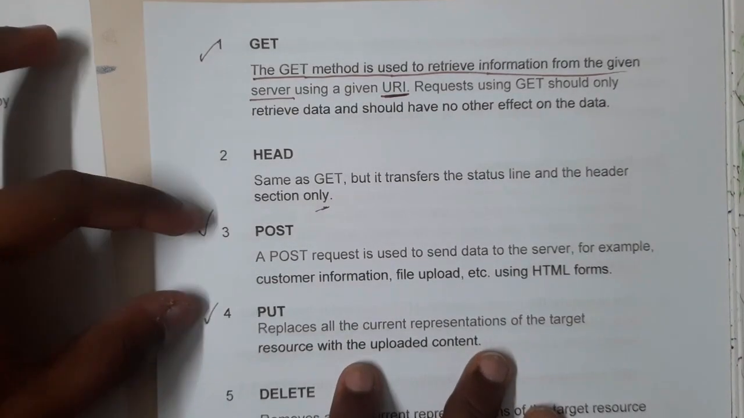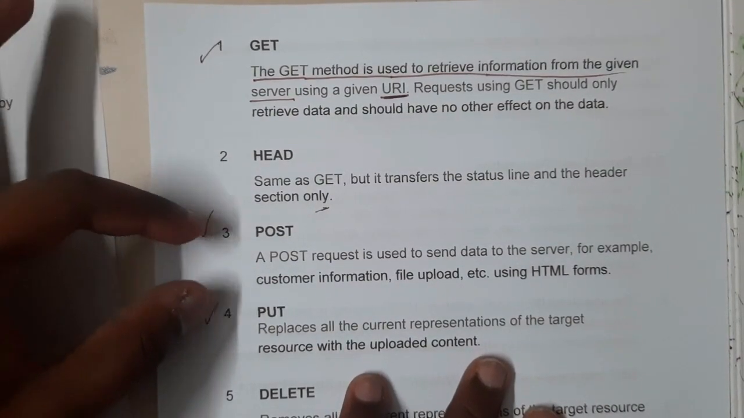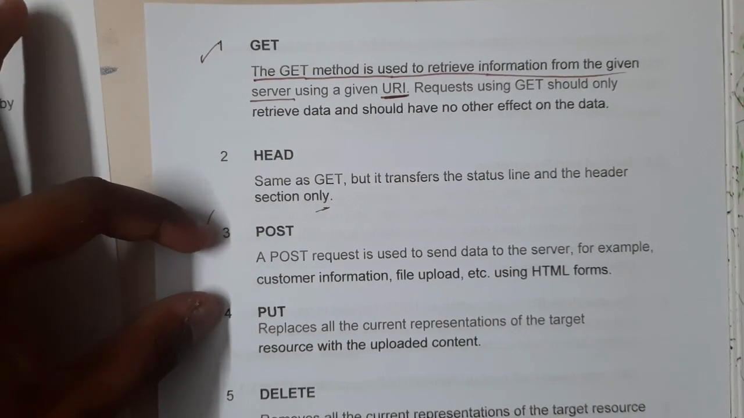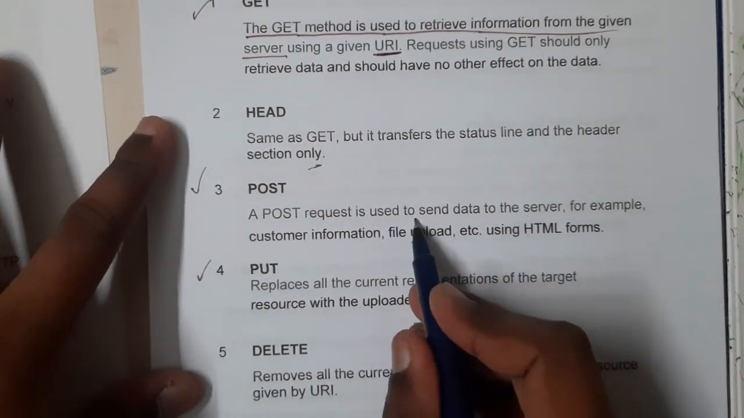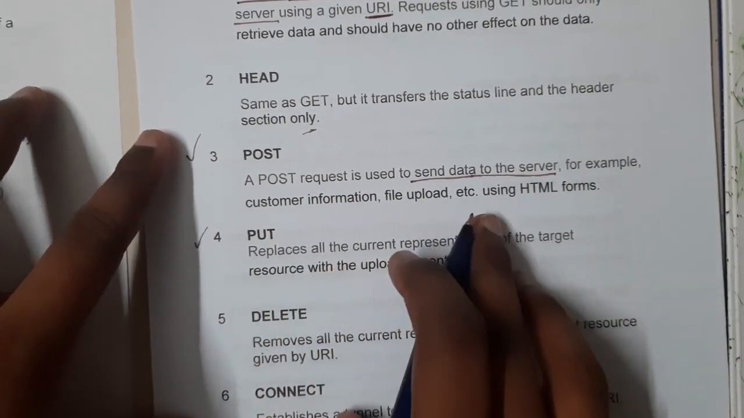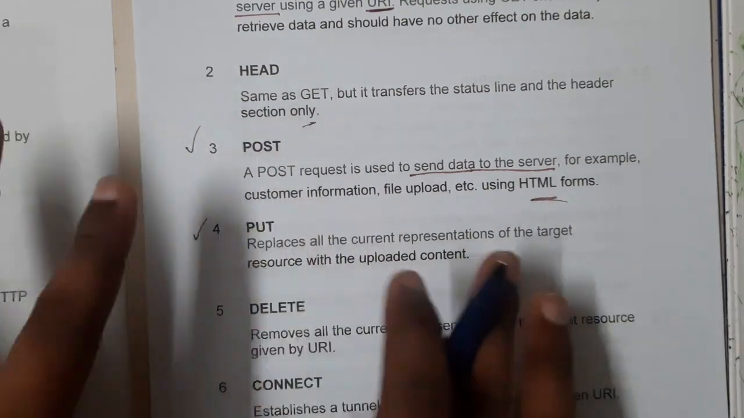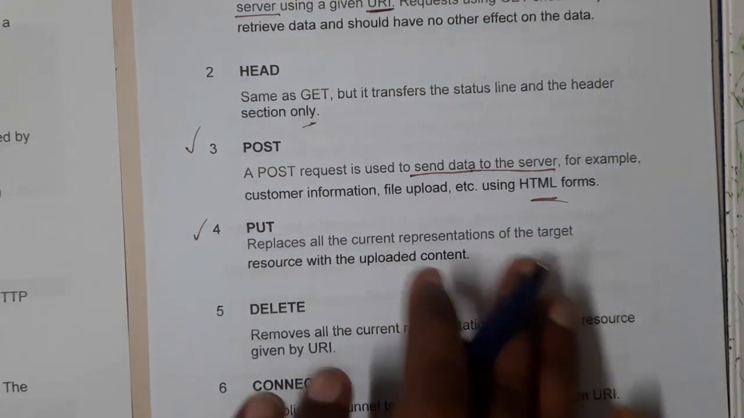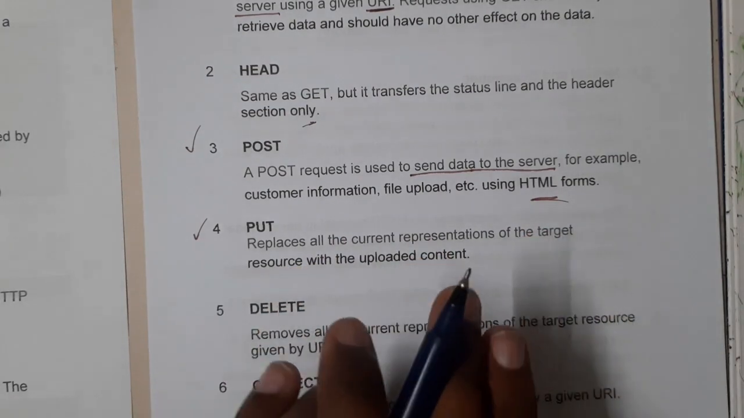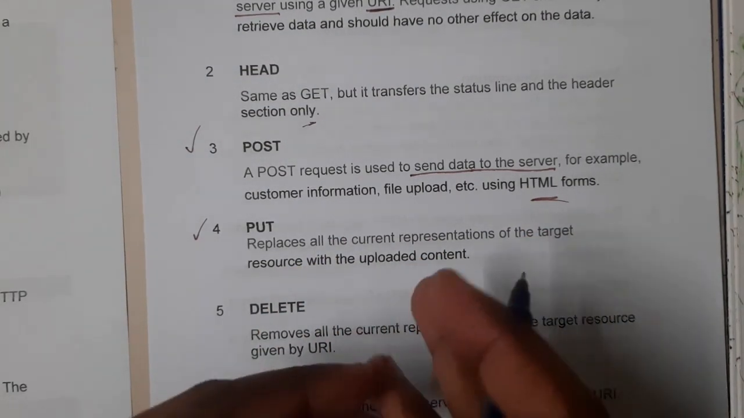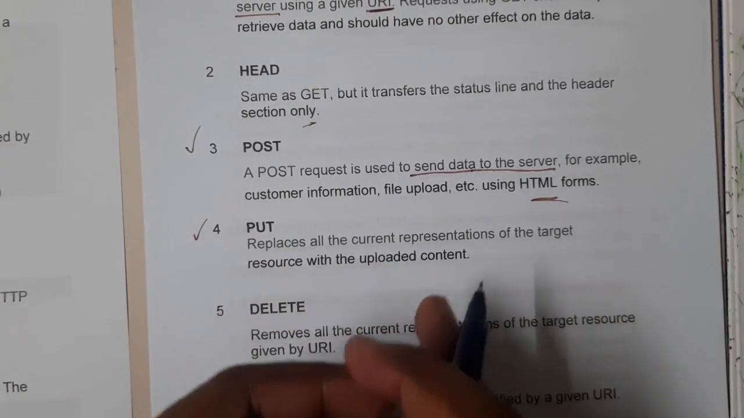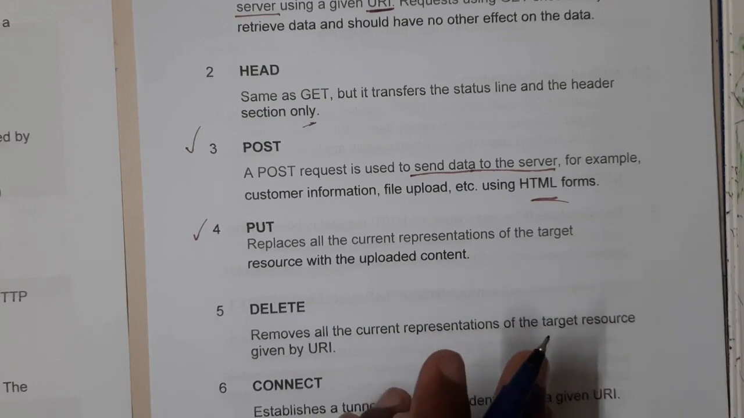Now post, from the name you can tell. What is post? You are posting an image, in the same way you are sending data. The post request is used to send data to the server, for example customer information, file uploads, etc., using HTML forms, a simple thing. Even nowadays, take a top website or any website which is collecting data, it will be using forms only, because it might look different or appealing to your eyes, but it is indirectly using HTML forms. Remember that.